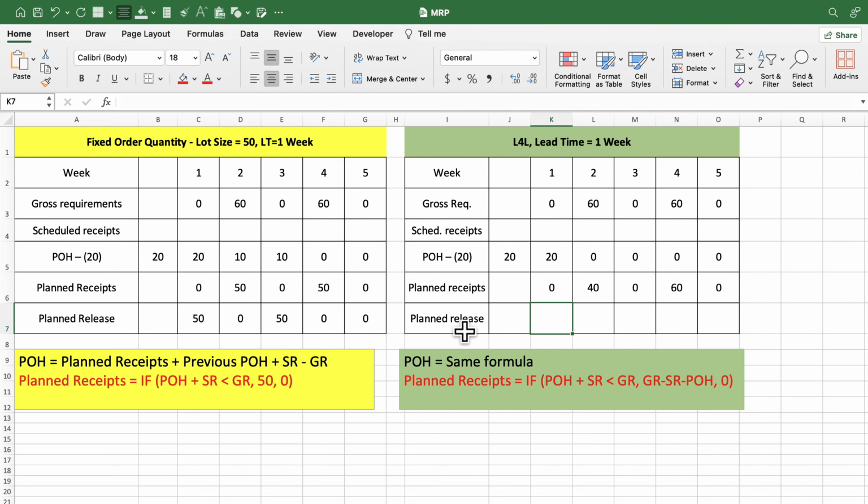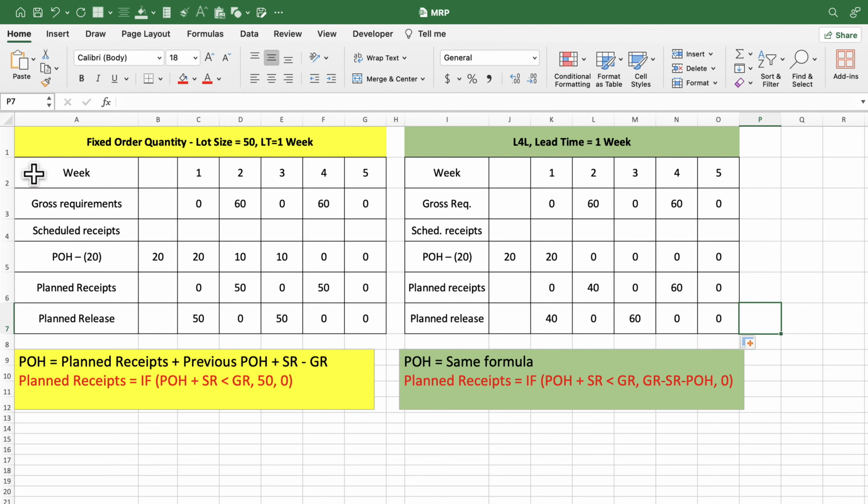The last step is to place orders. Because lead time is 1 week, and we need 40 units here, we will need to place an order here that is 1 week before when these 40 units are required. So that will be equal to this one, and then if I copy this one to other cells, it becomes this one. We have completed MRP using both approaches.